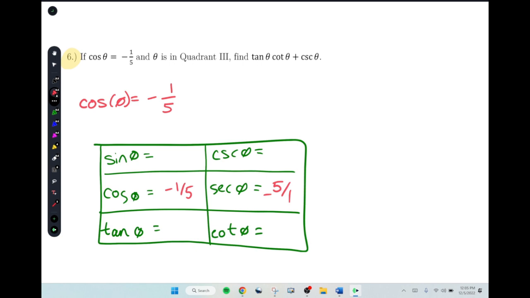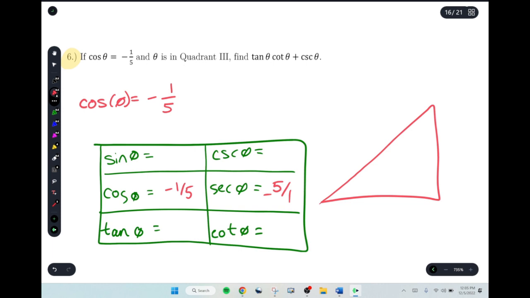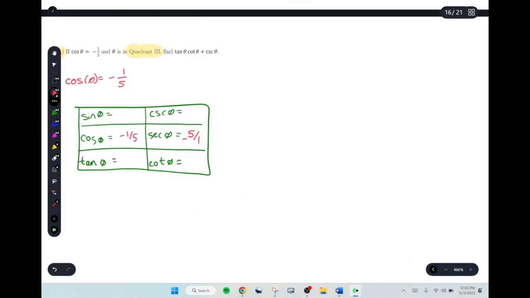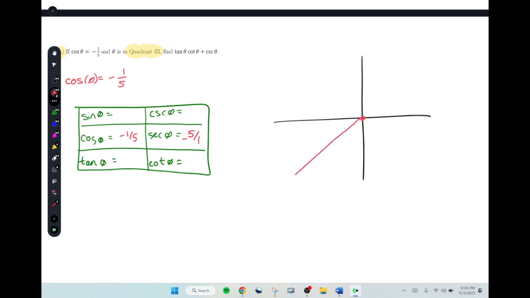Okay, I think it's triangle time. So what's cosine stand for? Oh, wait. That's a bad triangle. Yeah, they told us where it is. They told me where that triangle is, and I drew it in quadrant 1. But they said, nah, that triangle is in quadrant 3. So it looks like that, probably.